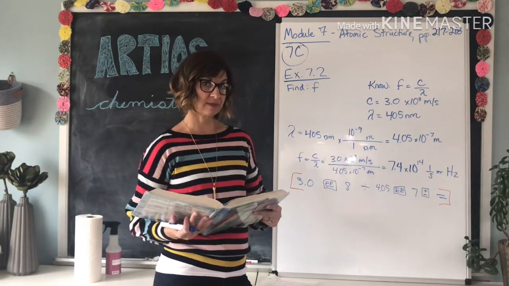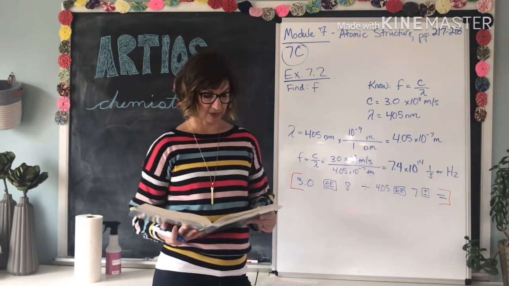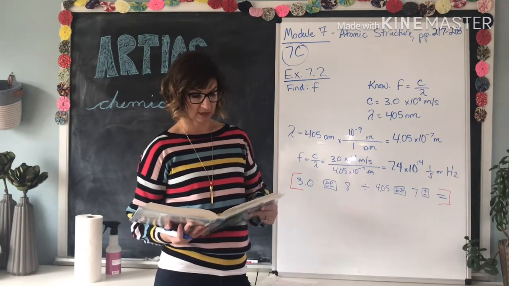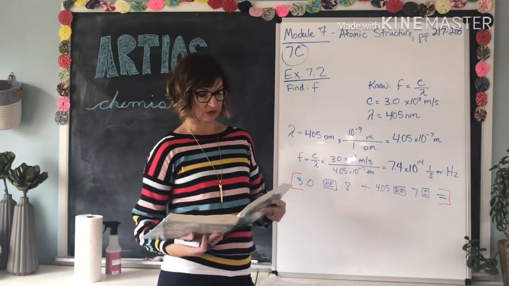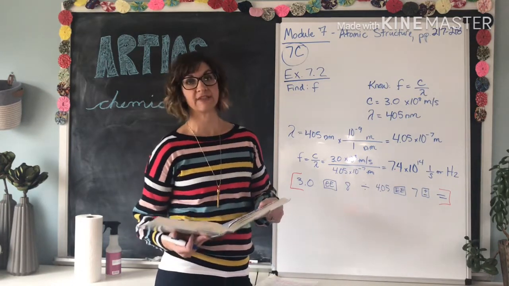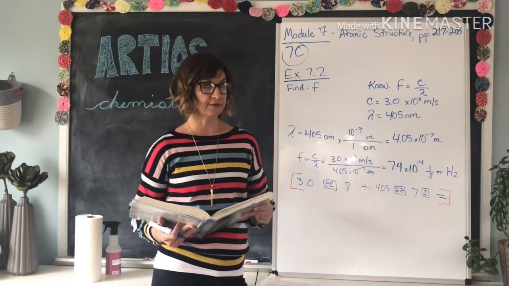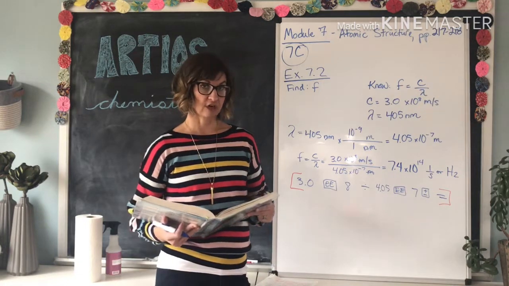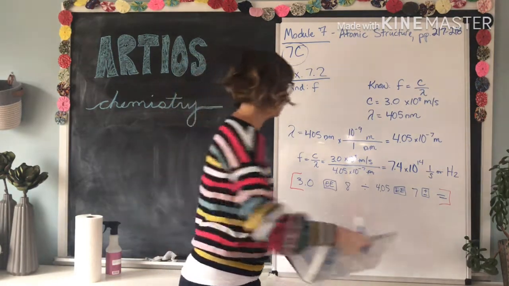Let's do the next problem in example 7.2 also. A light wave has a frequency of 4.7 times 10 to the 14th hertz. What is its wavelength and color according to the chart in figure 7.8? Figure 7.8 is the visible spectrum chart, Roy G. Biv. So we're going to solve for wavelength. We're going to figure out what the wavelength is, and then we're going to look at the chart and see what color that particular wavelength is, okay?